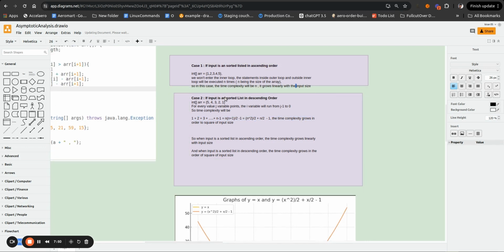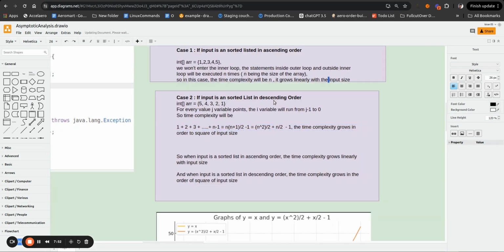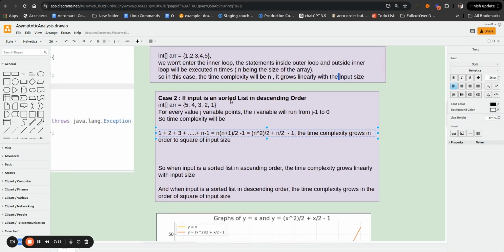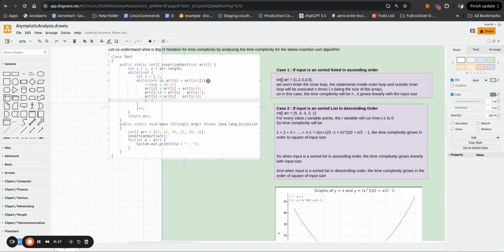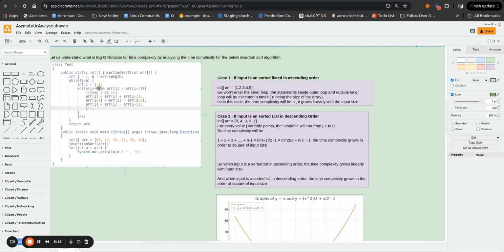Now let's assume a different case. The case is that the list is already sorted, but in descending order, like 5, 4, 3, 2, 1. In this case, if we take any two consecutive elements, the left side is always greater than the right side because it is sorted in descending order. Due to this, every time we'll be entering the inner loop as well, and we'll be doing the swap.